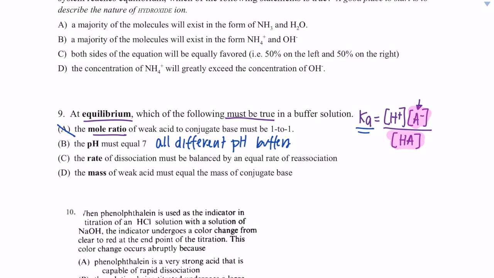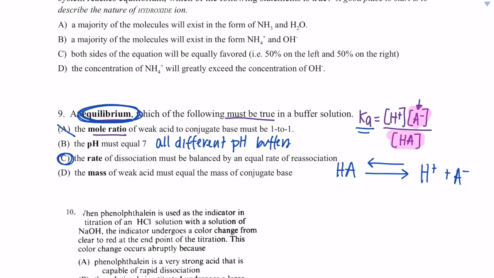C, the rate of dissociation must be balanced by an equal rate of reassociation. This is what it means to be at equilibrium. Every molecule that dissociates into our ions must be countered by an association into its molecule form. So C is the answer.